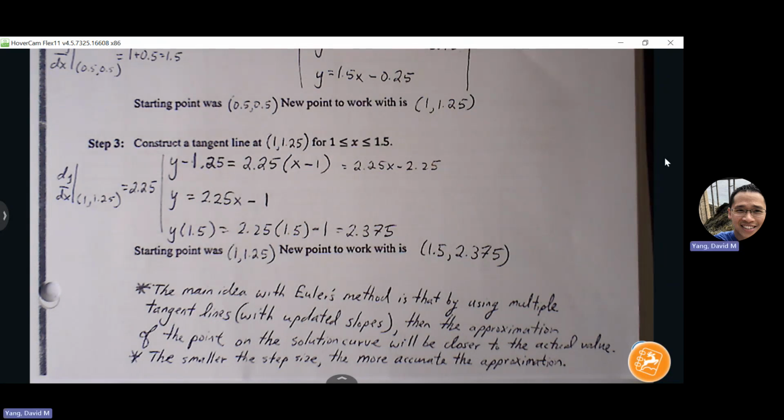But I want to show this step to you first because I want you guys to see the big picture that we're really just doing linear approximation over and over again as we move along.